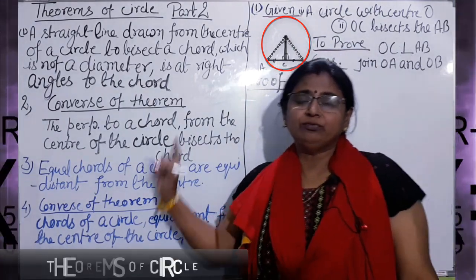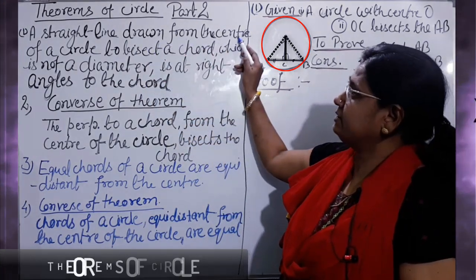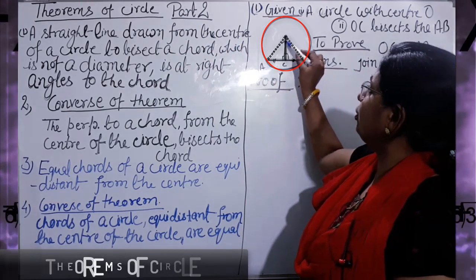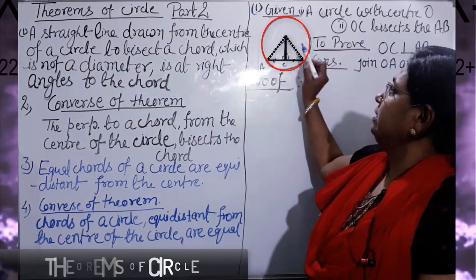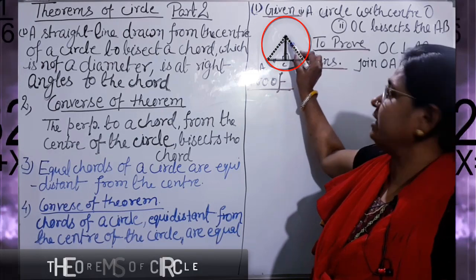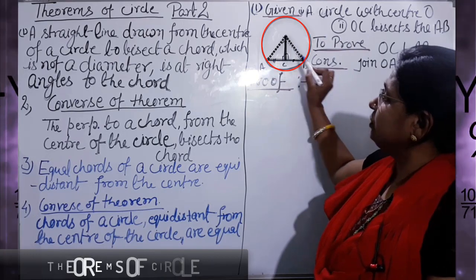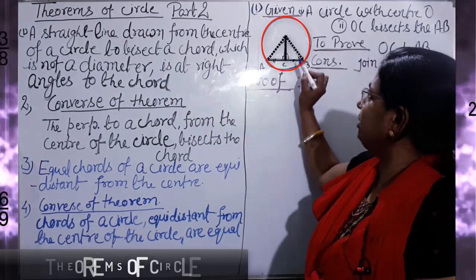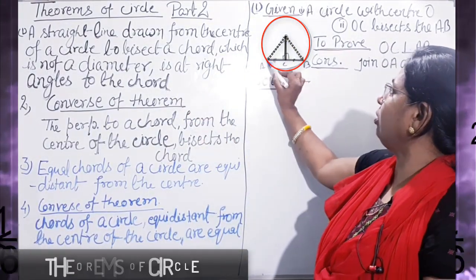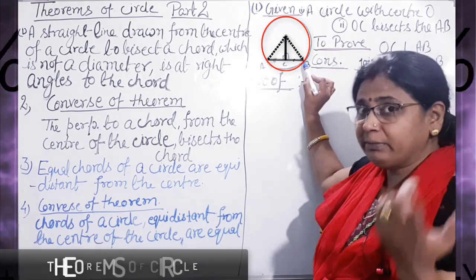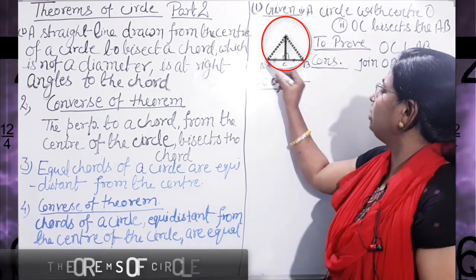Theorems of circle. The first theorem: a straight line drawn from the center of a circle to bisect a chord which is not a diameter is at right angles to the chord. That means, this chord is not a diameter, and the line is at right angles to the chord.